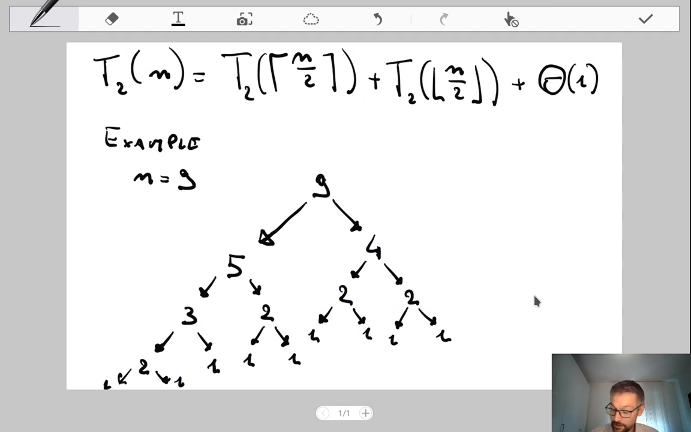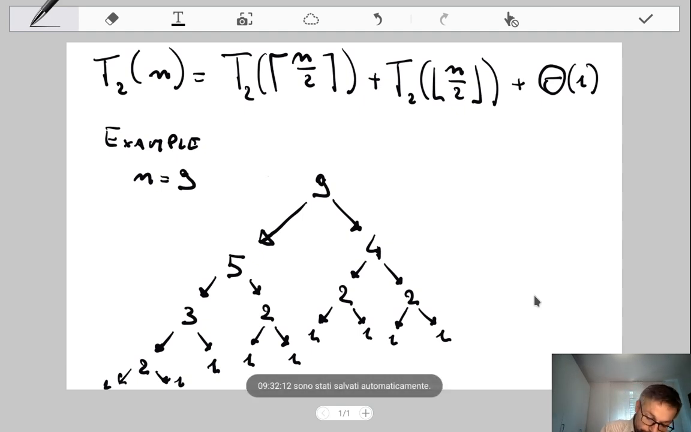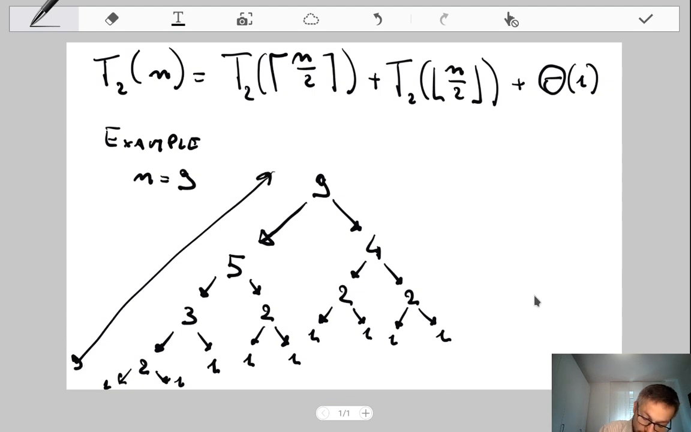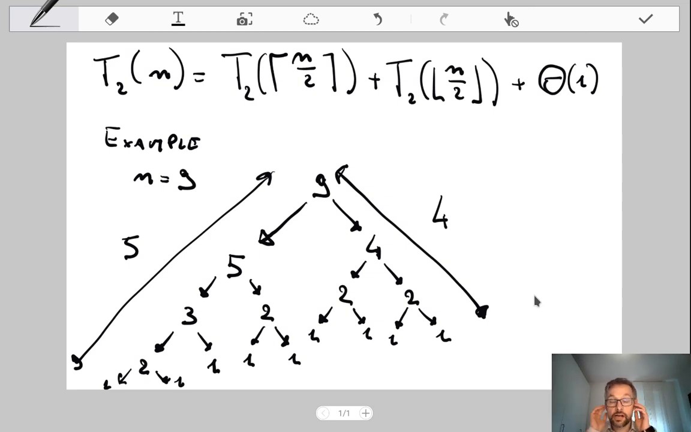So the length of the leftmost branch is 1, 2, 3, 4, and 5. So this is 5. What about the length of the rightmost branch? Well, the length of the rightmost branch is 1, 2, 3, 4. Okay, so here we're dealing with a balanced tree, but a tree which is not complete.